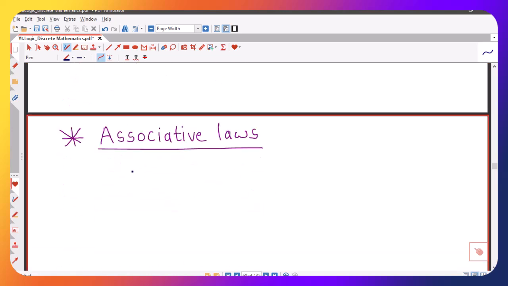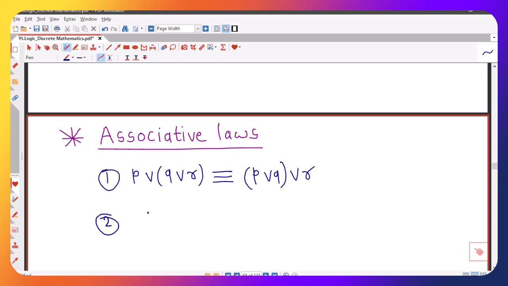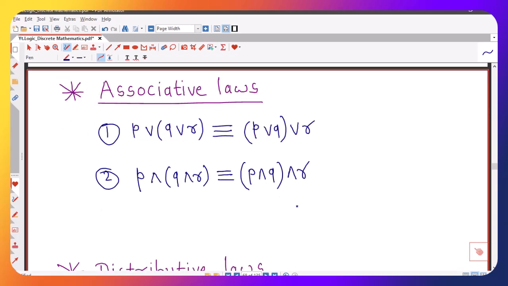Associative laws. First we write for the OR operator. For the associative law we require three propositions, say P, Q and R. Here I am taking P, Q in the bracket, or R, and (P or Q) or R is always equivalent to P or (Q or R). We can write the associative law for the AND operator also, P and Q and R.